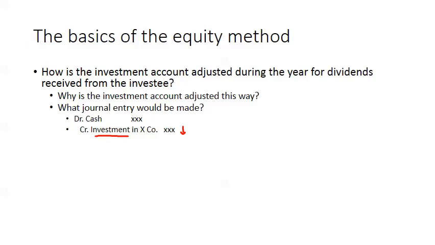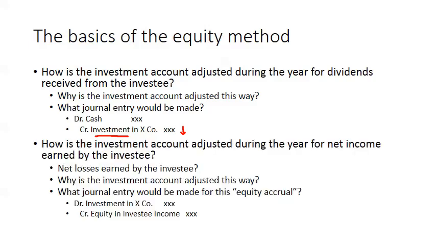Why is it we're doing it that way? Because the company is in essence paying us back some of the profits that we've earned. Since we own a significant portion of that company, not control but significant, we are not a passive investor. We have significant influence. They are paying us back our dividends, and so it's a reduction of our investment.